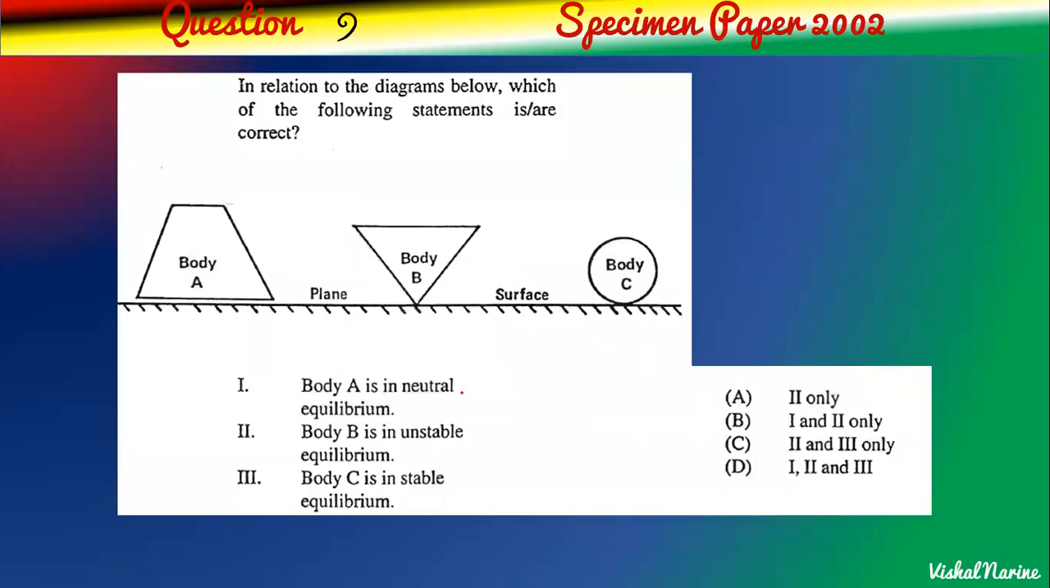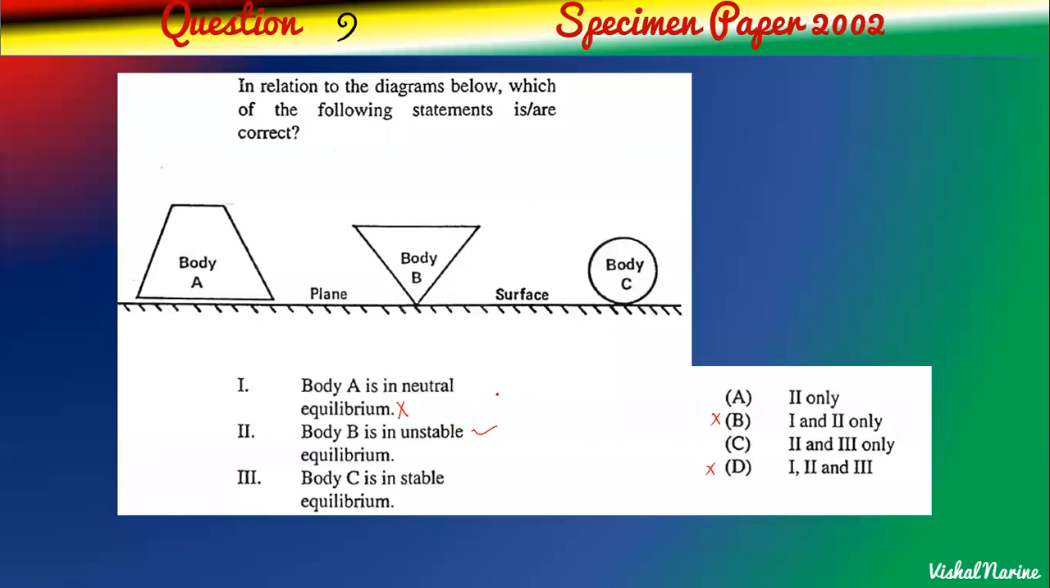Question 9. So we go through the options. Body A is in neutral equilibrium. Is that true? No, that is not true. That is actually stable equilibrium. So this is incorrect. So 1 is incorrect. So we can strike out all the ones. All right, so we know this is wrong. By looking at that, we can see that 2 is correct. So we know this is correct here. B is unstable, and that is true.